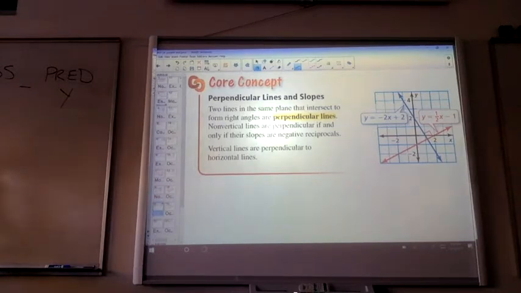All right, core concept: perpendicular lines and slopes. Perpendicular lines are two lines in the same plane that intersect to form right angles. Right angles are 90-degree angles. Non-vertical lines are perpendicular if and only if their slopes are negative reciprocals. Vertical lines are perpendicular to horizontal lines. So vertical lines, undefined slope, are perpendicular to zero slope. Those aren't negative reciprocals of each other.